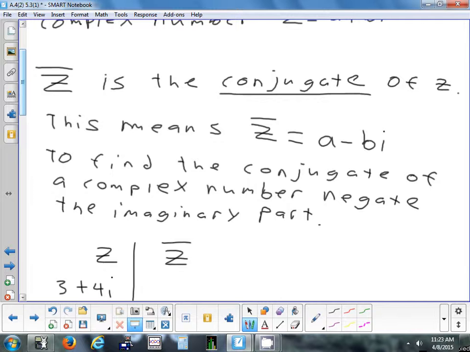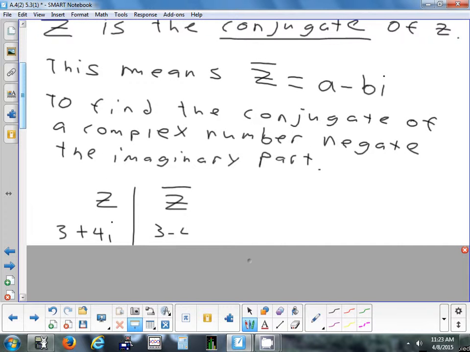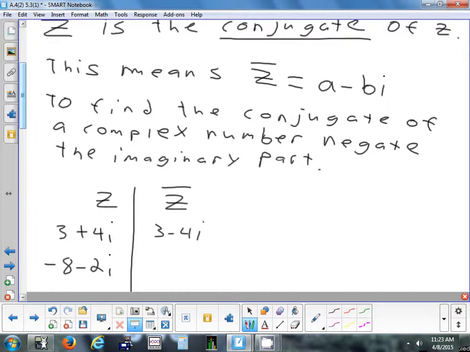Let's try a few examples, see if that makes sense. Suppose we had the complex number 3 plus 4i. What would the conjugate of 3 plus 4i be? 3 minus 4i. Okay, suppose you had negative 8 minus 2i. Negative 8 plus 2i. All you're doing is changing the sign of the imaginary part.